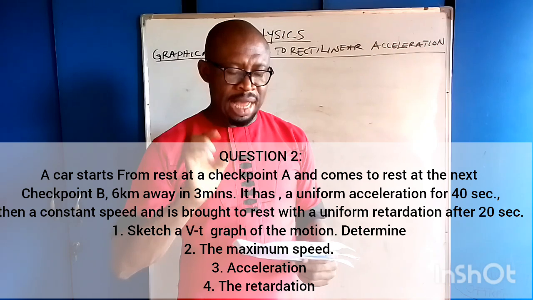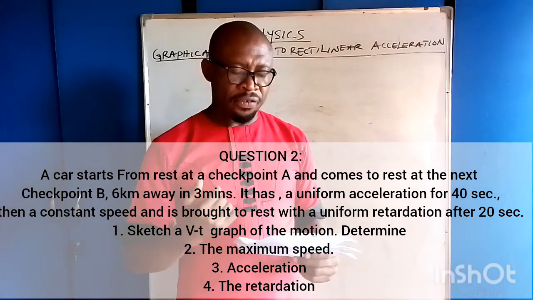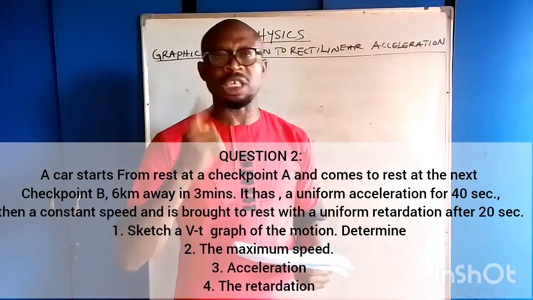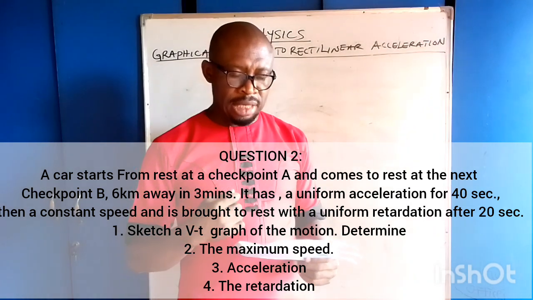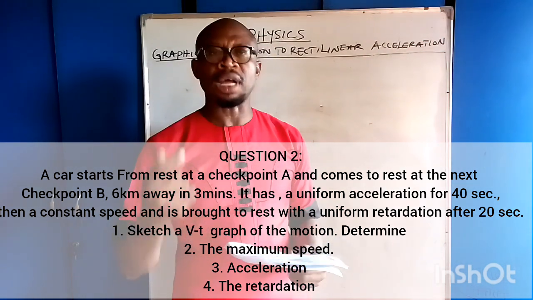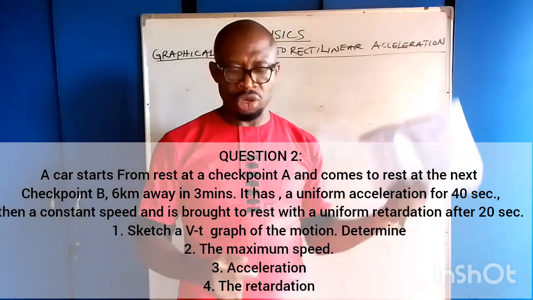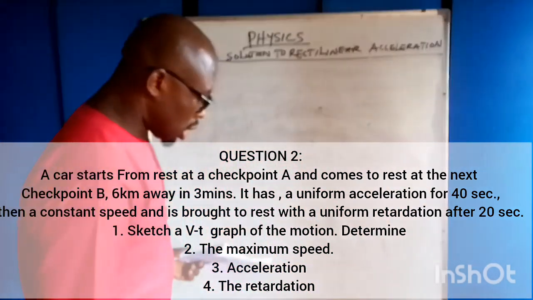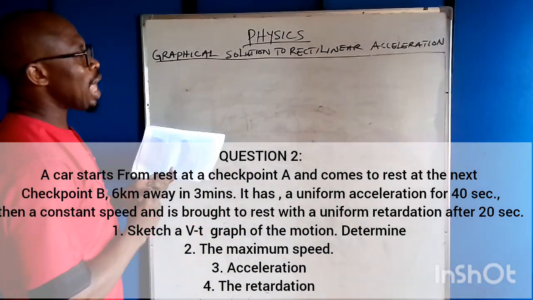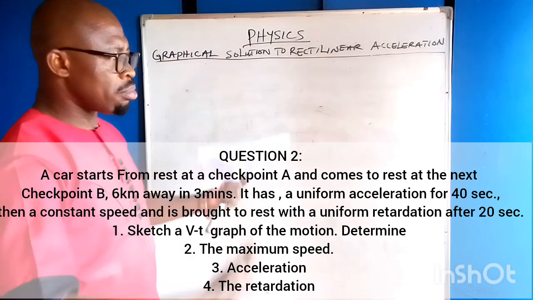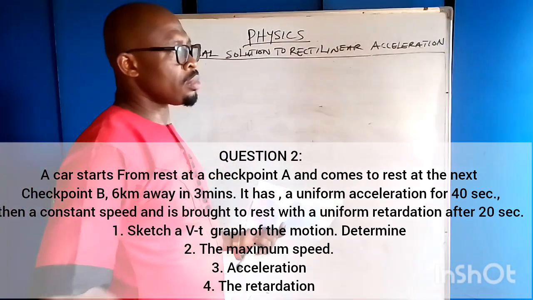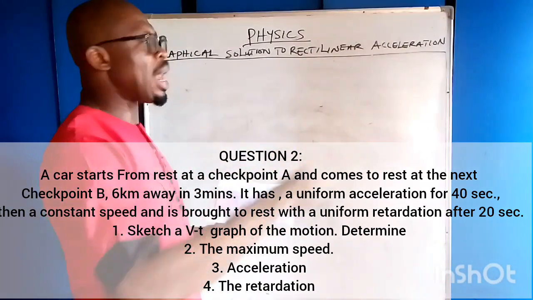The first question says, sketch the velocity time graph of the motion. The second says, determine the maximum speed. The third says, calculate the acceleration. And the fourth says, calculate the retardation. So, having done this, we first represent the motion. They said a car moves from rest at the first checkpoint to the next checkpoint and then applies its brake.